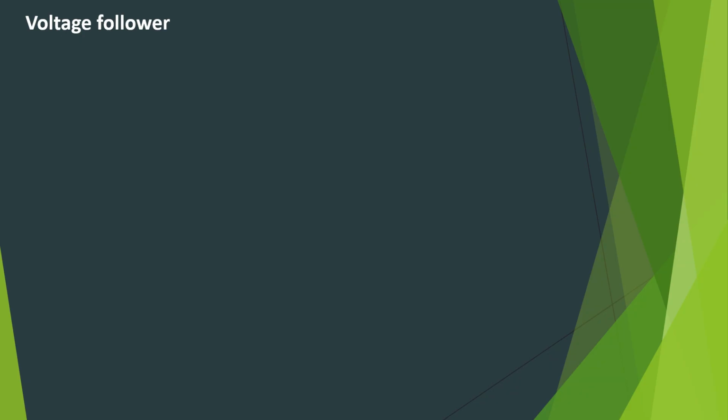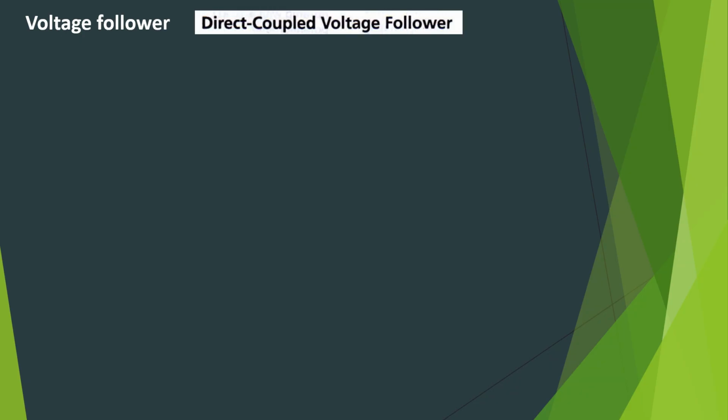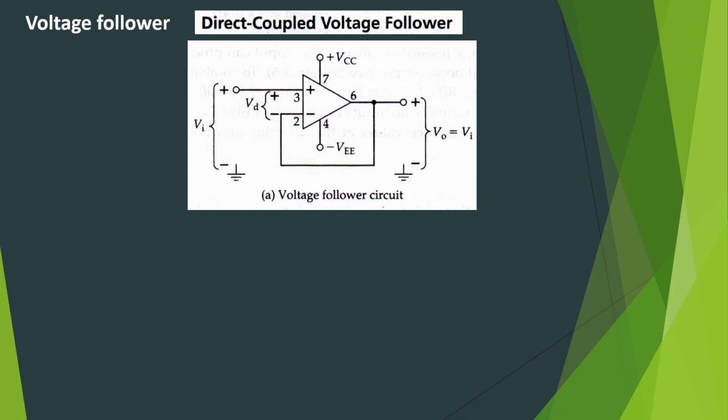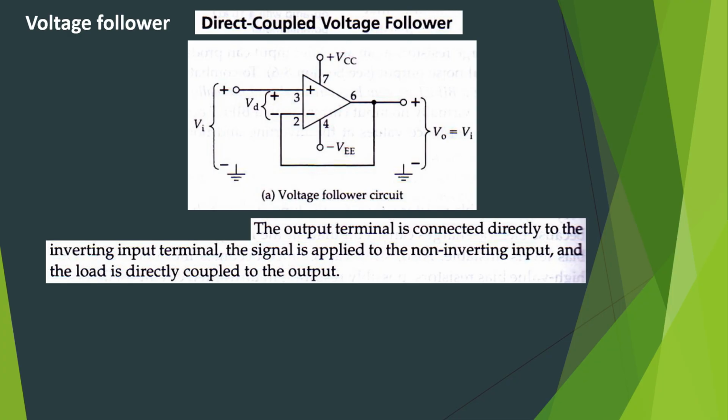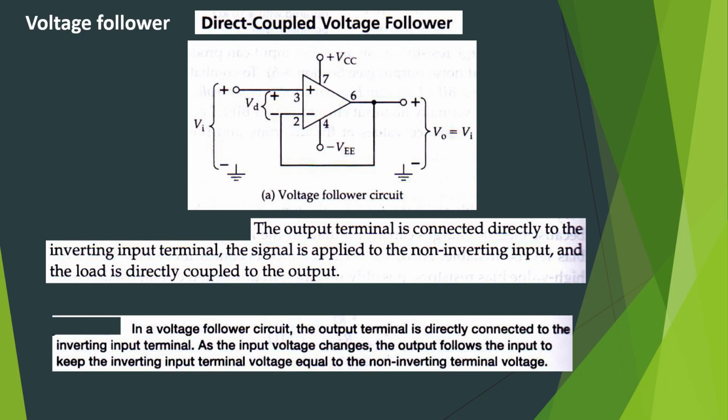Voltage follower, direct coupled voltage follower. So this is the circuit diagram of a direct coupled voltage follower. The output terminal is connected directly to the inverting input terminal. The signal is applied to the non-inverting input and the load is directly coupled to the output.